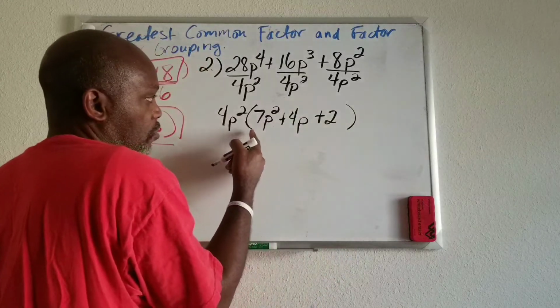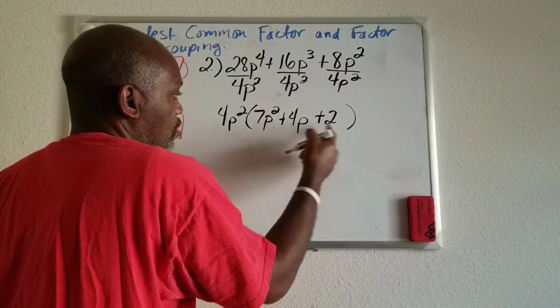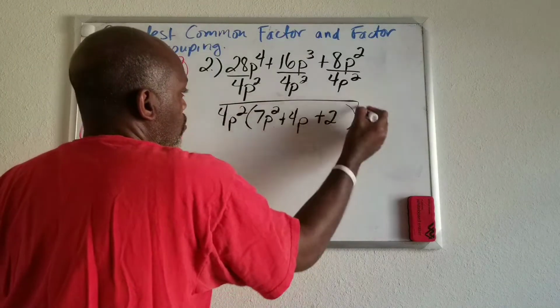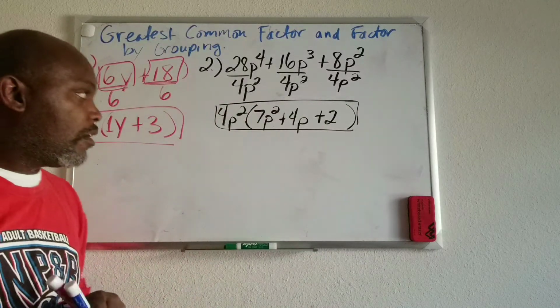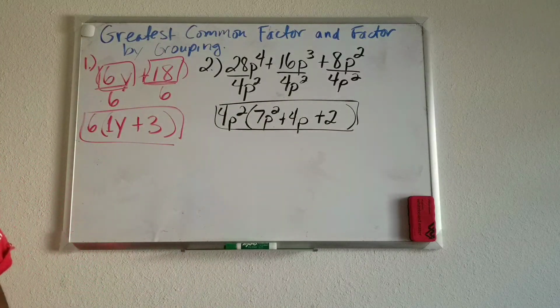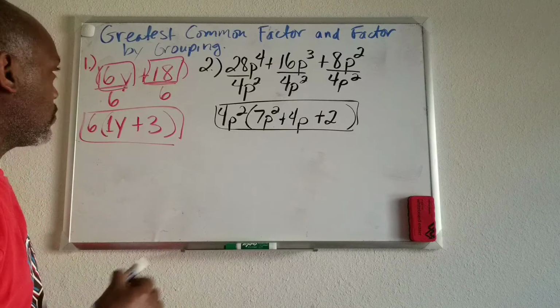So you can also see that there are no more common factors to take out. So here's my answer. And you can always distribute the information back in if you need to check your work, which you should always do. Okay?